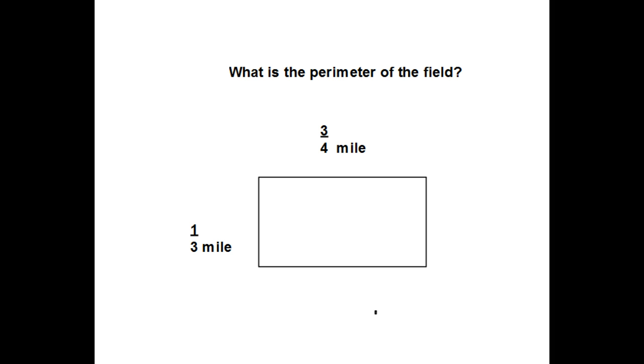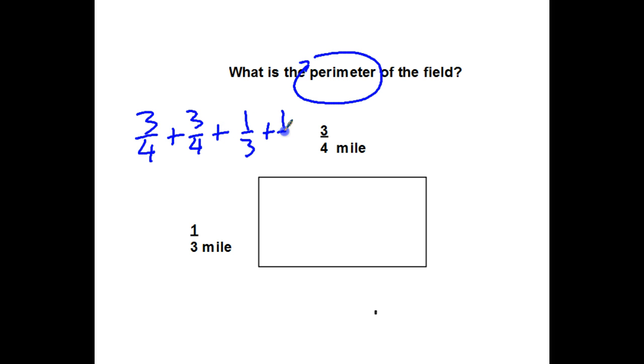Last problem. What is the perimeter of the field? Perimeter means the distance all the way around. So I'm going to have to add 4 sides. Even though there's only 2 sides labeled, I'm going to be adding 4 sides together. So I really have 3/4 plus 3/4 plus 1/3 plus 1/3. The problem is I need an LCM or to be able to cross multiply.